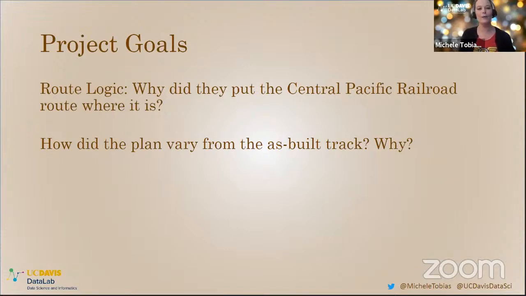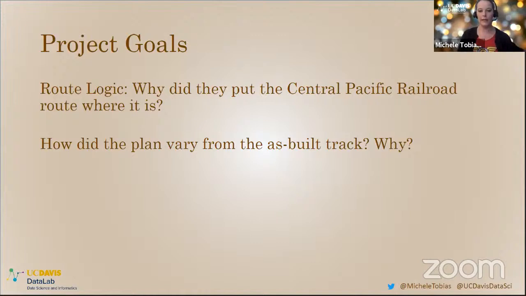So the goals of this project, I'm really just going to give an overview. This was a really big project, so I'm going to touch on just the high points and rely on you guys to ask questions if there's something I miss that you really want to know about. The goals are to help us understand the route logic of this route. Why did they put the Central Pacific Railroad where it is? And how did the plan change over time?